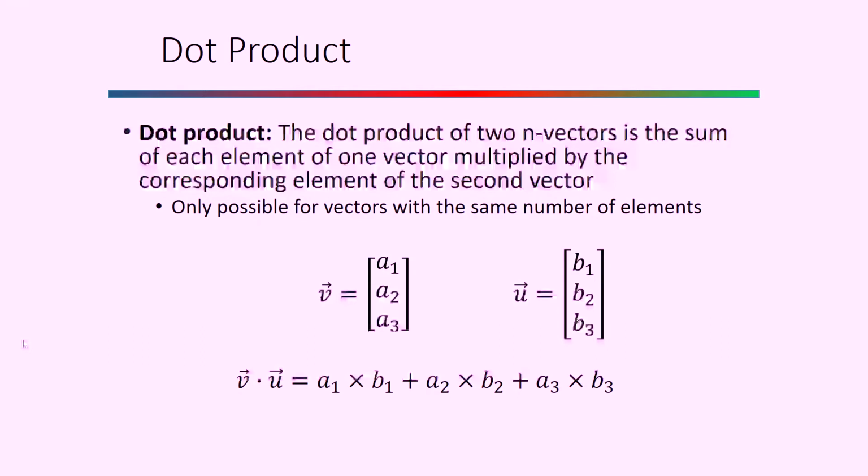Like with vector addition, the dot product only works when both vectors have the same length. For instance, if we have vector v with elements a1, a2, and a3, and we have vector u with elements b1, b2, and b3, the dot product of v times u will be equal to a1 times b1 plus a2 times b2 plus a3 times b3.